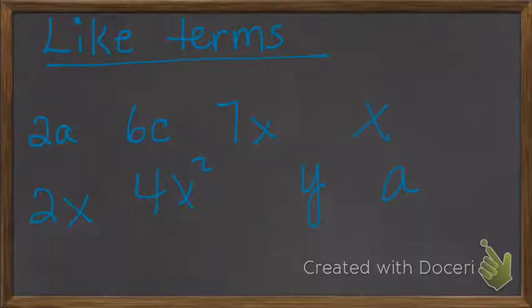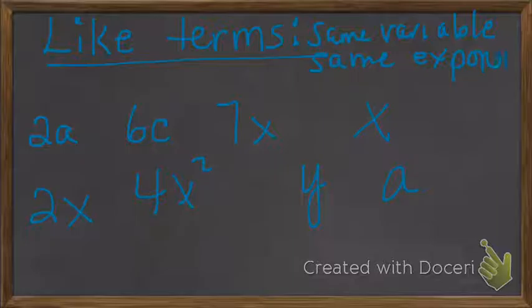Okay, first of all, let's look at like terms because we can combine like terms, and we've been doing that if you had used the tiles with me earlier. So let's go through and circle like terms. Like terms, by definition, means we're looking for the same variable and the same exponent. Both of those have to be true for them to be alike.